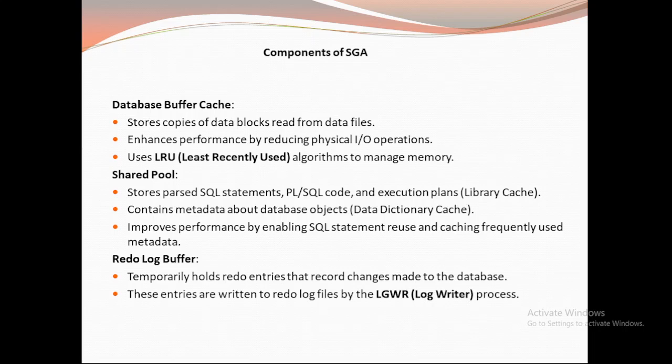The database buffer cache stores copies of data blocks read from data files. Once a query runs and fetches some data from the data files, the buffer cache stores a copy of that. If other queries soon require the same data blocks, those will be accessed from the buffer cache only and do not go to the data files. This enhances performance by reducing physical input/output operations.